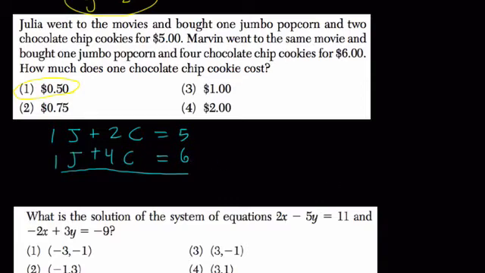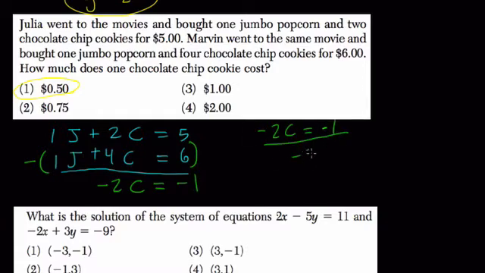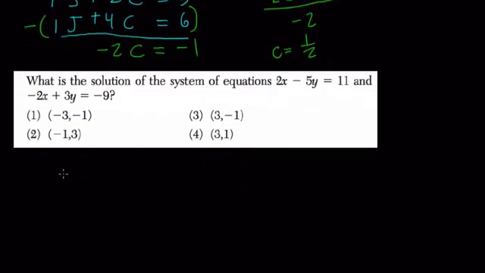But you can solve it algebraically because a lot of these are tougher than this. What you do is set up the system like we did here and subtract one from the other if they cancel out. So j and j subtract is 0. 2 minus 4 is negative 2, negative 2c. 5 minus 6 is negative 1. Negative 2c equals negative 1. How do you solve? Well, divide both sides by negative 2, and c equals 1/2, or 50 cents, which is our answer here.